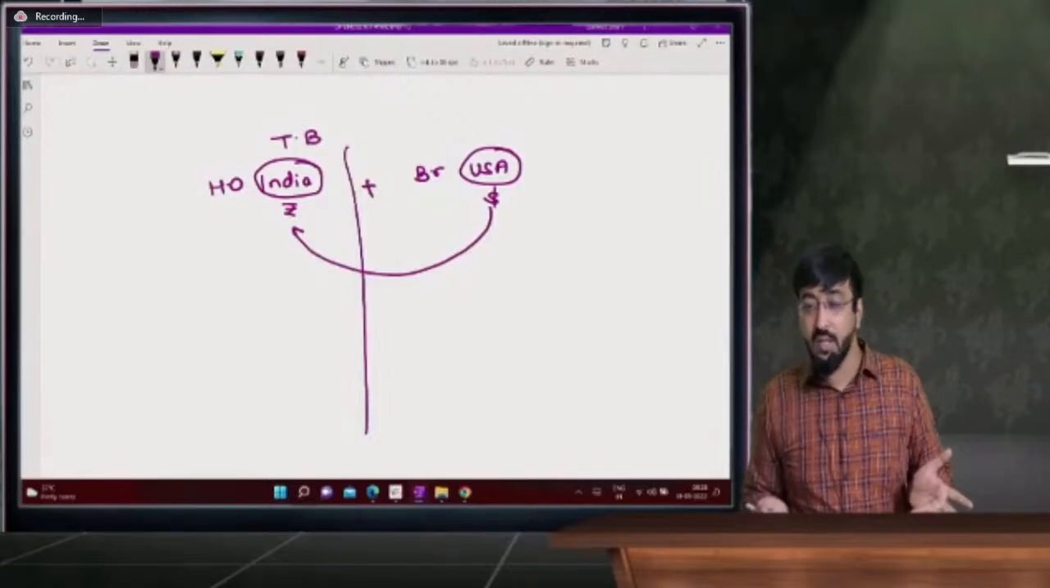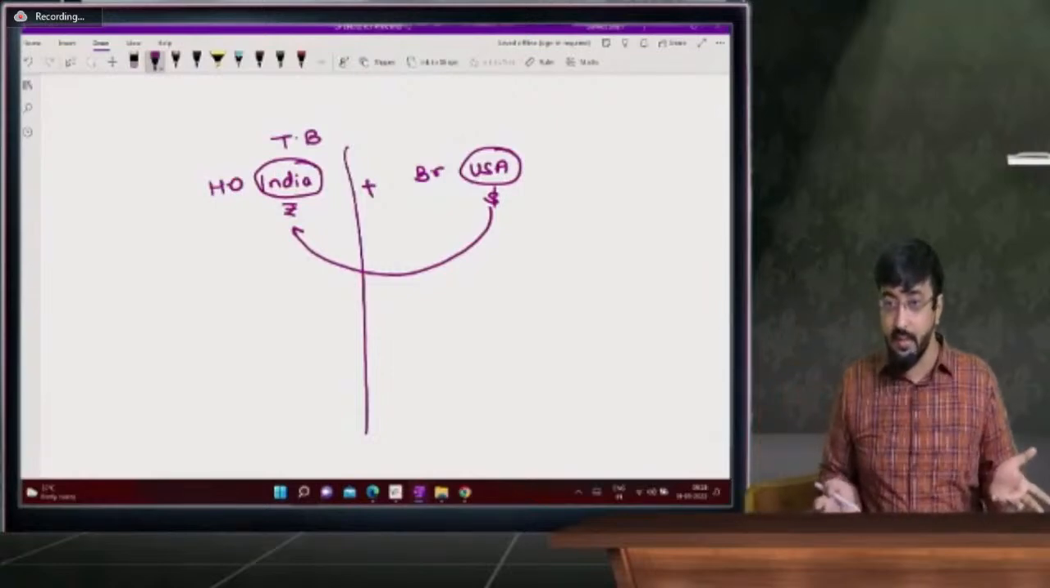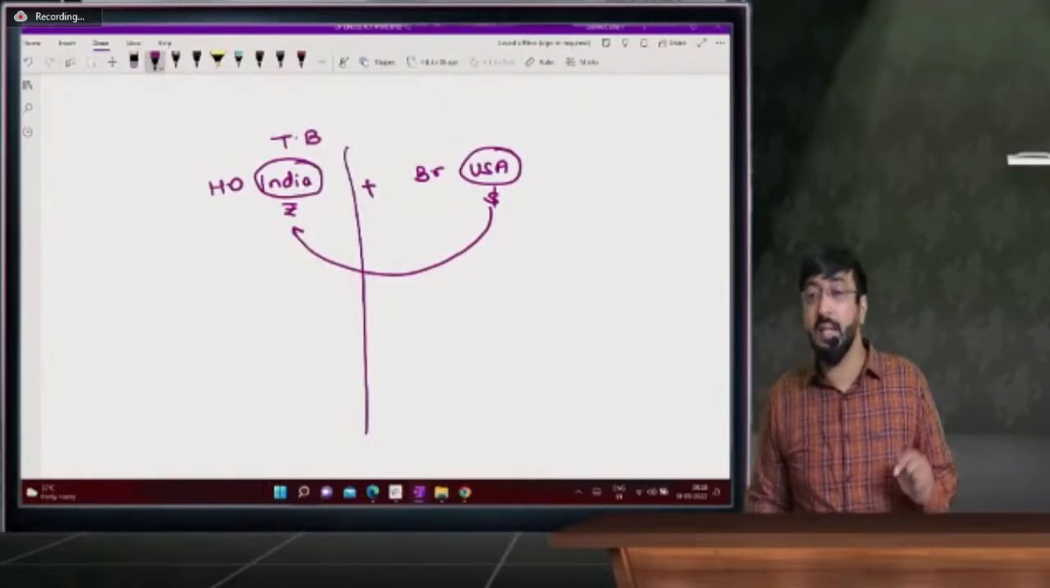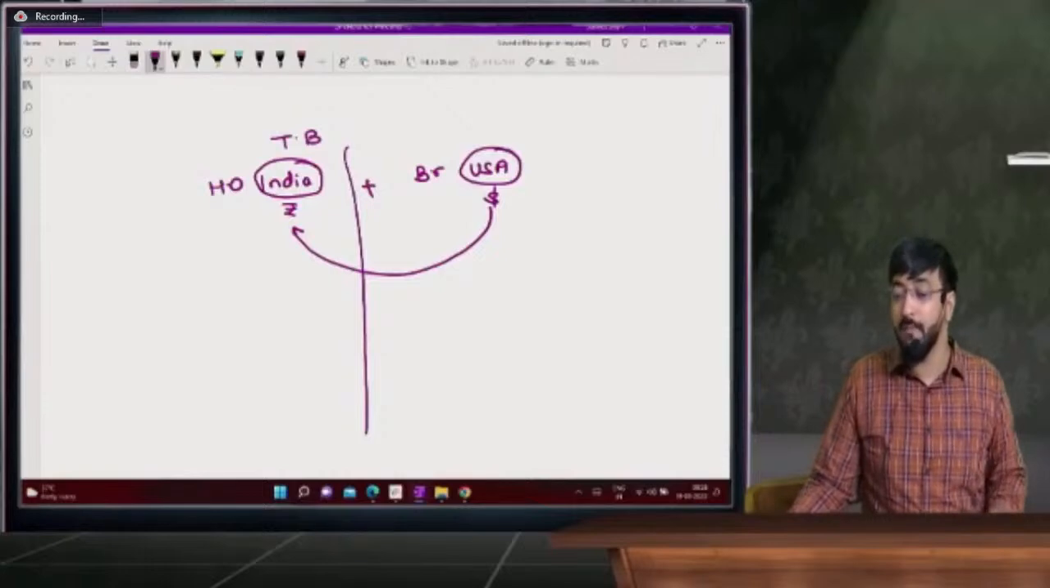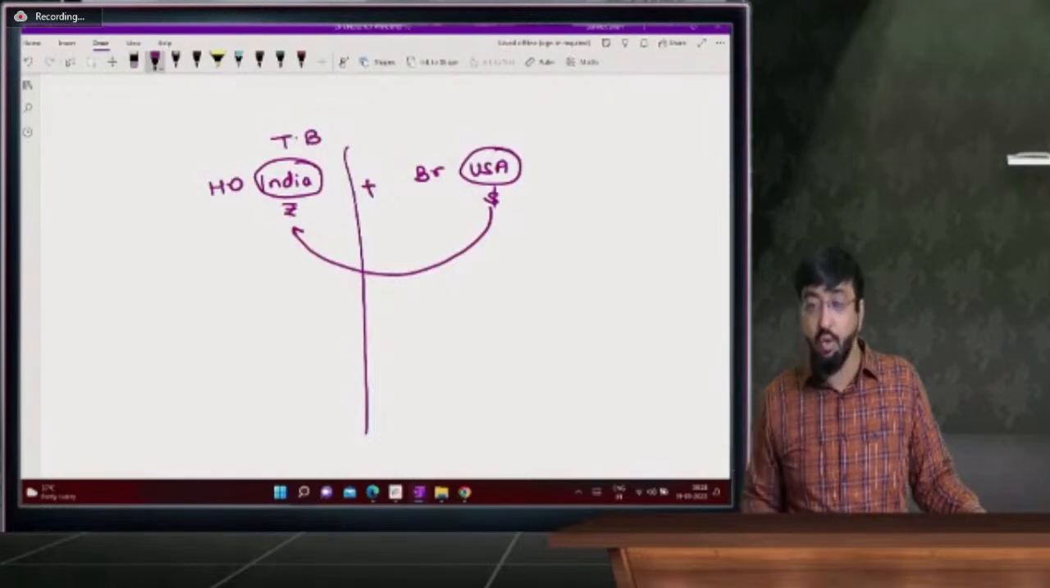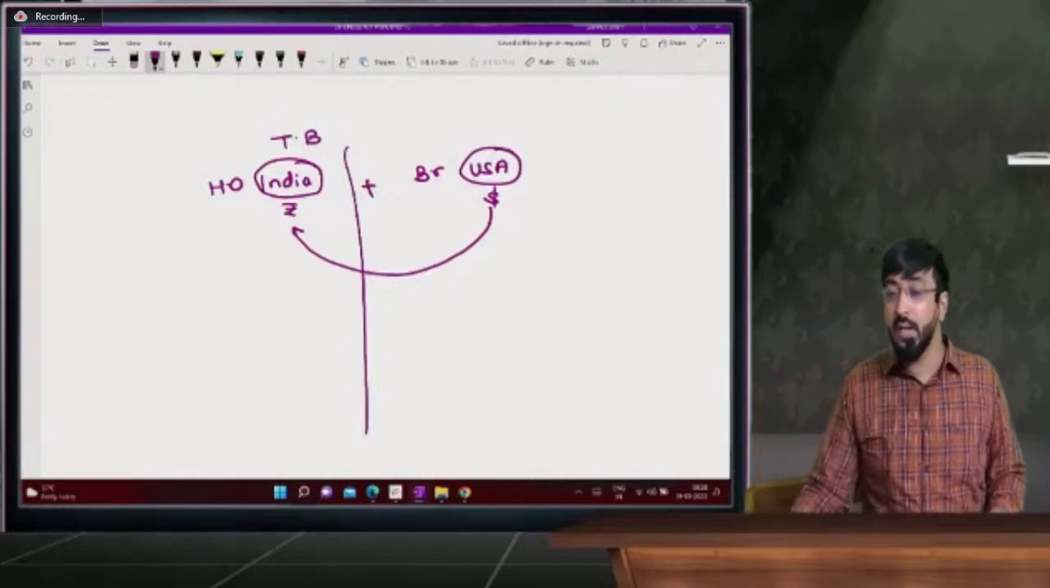So the financial reader can't understand dollar currency. Suppose the financial reader is Indian, in that case, head office currency is the final currency. Normally we prefer head office currency as the currency for the reader. So here your dollar will be converted into rupees.